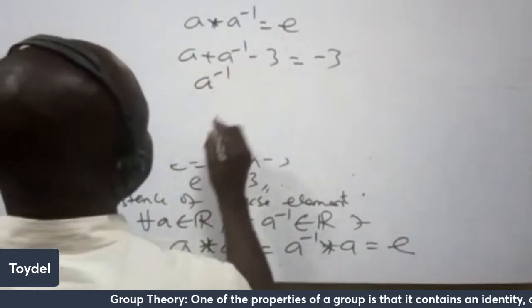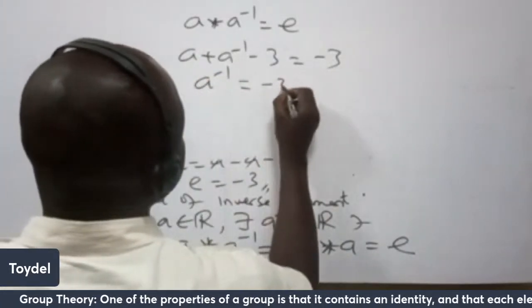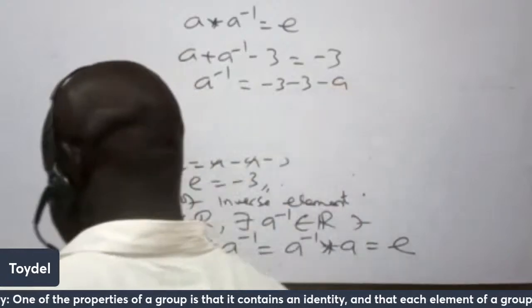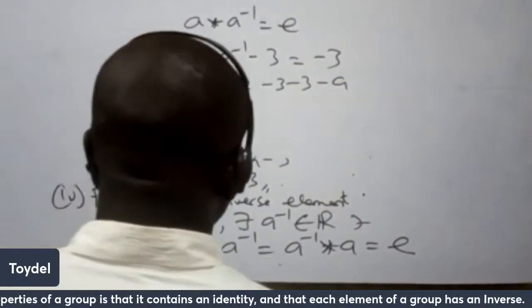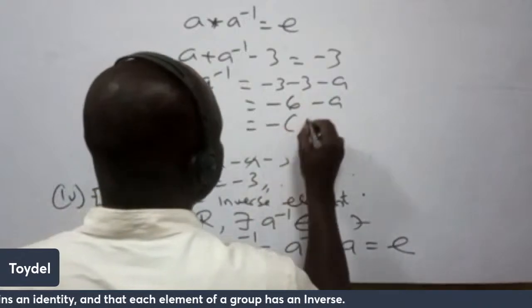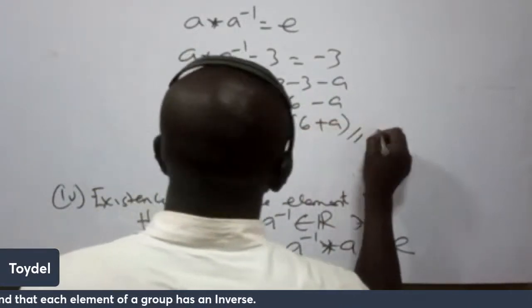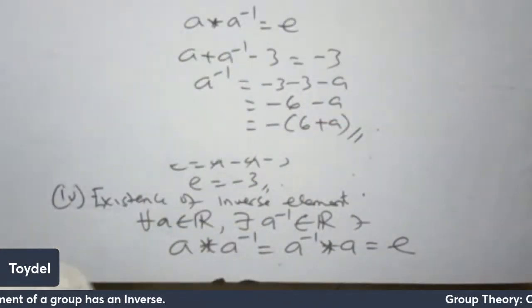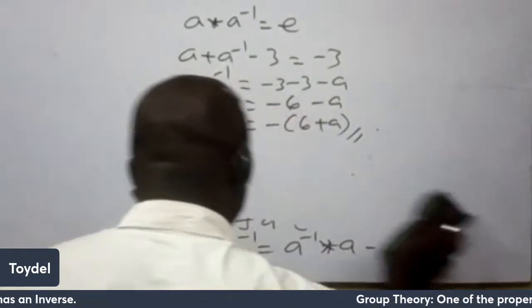So let's make A inverse the subject of the formula. This will be equal to minus 3 minus A. At the end of the day, we are going to have minus 6 minus A. Then here, I'm going to have minus (6 + A). So this is the inverse element under the set of real numbers.